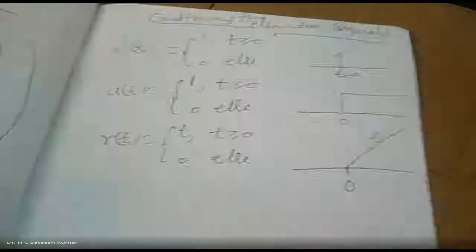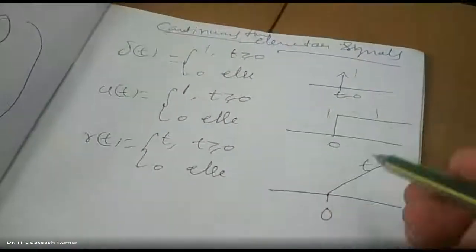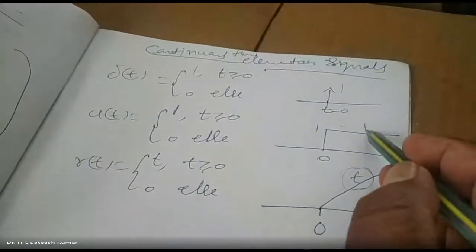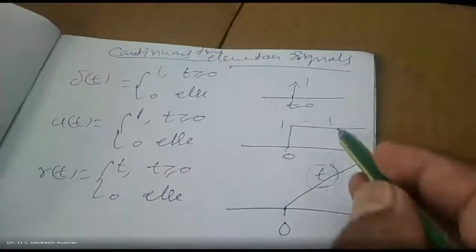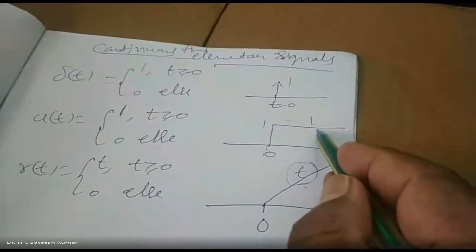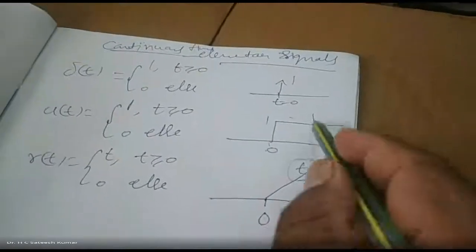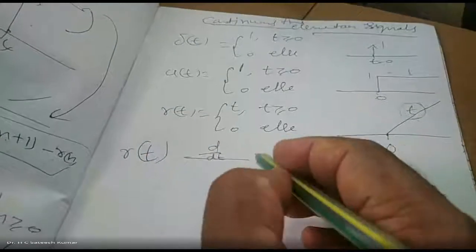See this? When you look at this, what can you observe? All of them start from 0, and this constant is increasing. Differentiation of t is 1, differentiation of 1 is 0. Therefore, differentiation of r of t will get you u of t, and differentiation of u of t will get you delta of t. Are you getting my point? Differentiation of t is 1, therefore it becomes constant. So if you differentiate r of t, d by dt, you will get u of t.